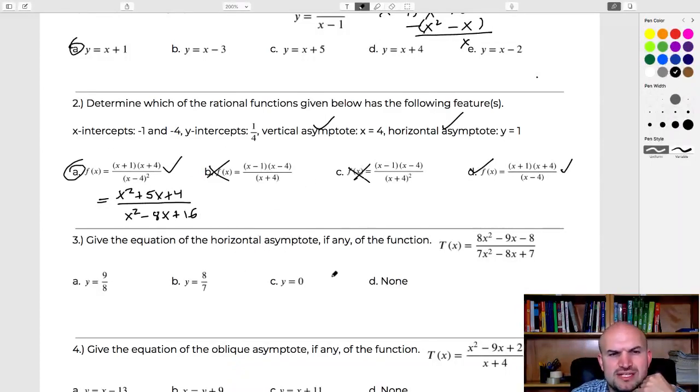Given the equation of the horizontal asymptote, if any, of the function. So again, we look at the degrees, make sure it's in standard form from highest power descending down. You can see they both share 2. And then the horizontal asymptote is just going to be the ratio of the coefficients, 8/7. So that would be answer B.